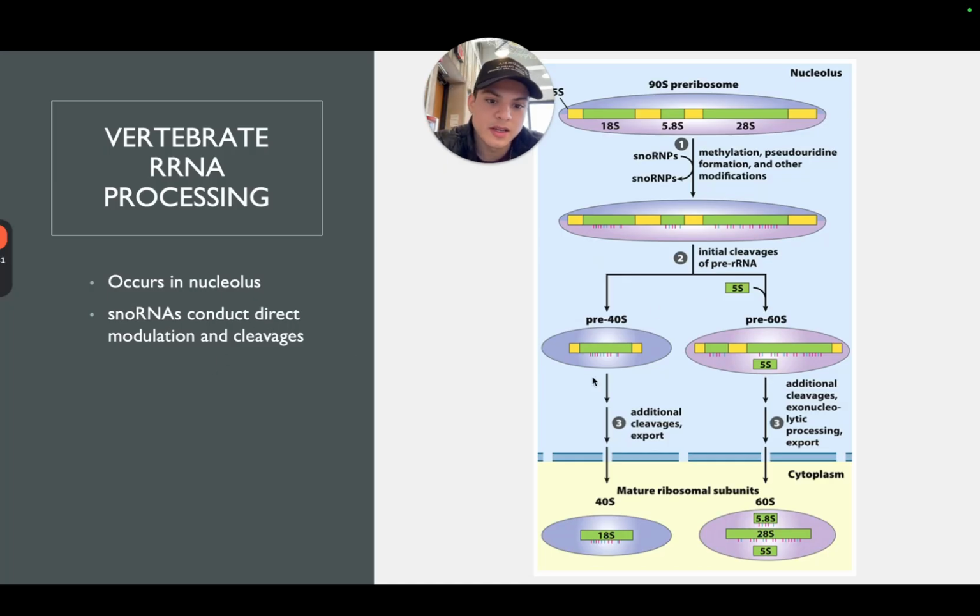So right here, here's the cytoplasm, right? And then the nucleolus. So we're starting from the top. The snoRNAs are going to come in and essentially attach and do methylation. They can do pseudouridine formation and other modifications like glycosylation and all that. And these modifications allow for these initial cleavages, and they signal for that. There's like a specific signaling sequence. You don't need to know the specifics, but just know that snoRNAs modify your pre-rRNA or your RNA transcript for processing.